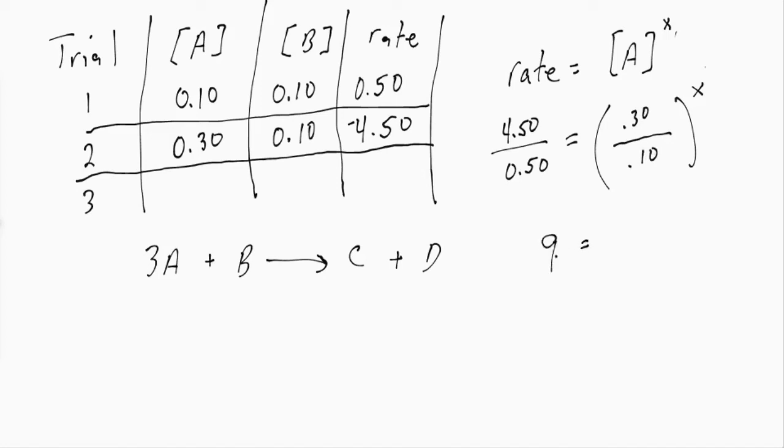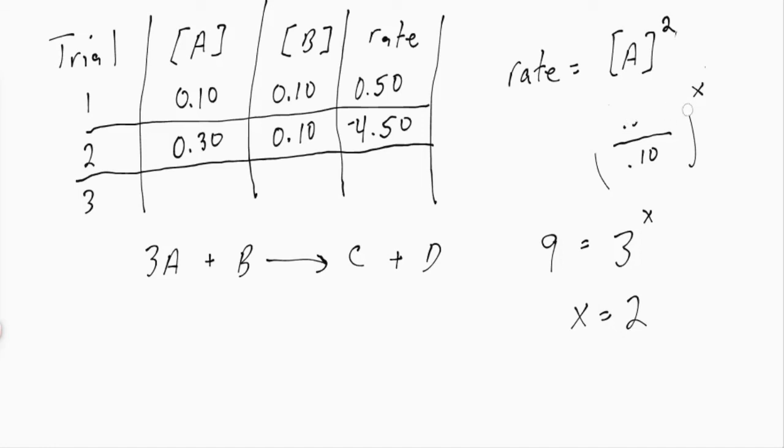So we're going to get 9 equals 3 to some power. And I think you can clearly see that x equals 2. 3 squared is 9. So this reaction is second order with respect to A. So I can erase that little x there, and I'm going to put a 2. I'm going to erase all this other stuff so we can find out the order with respect to B.